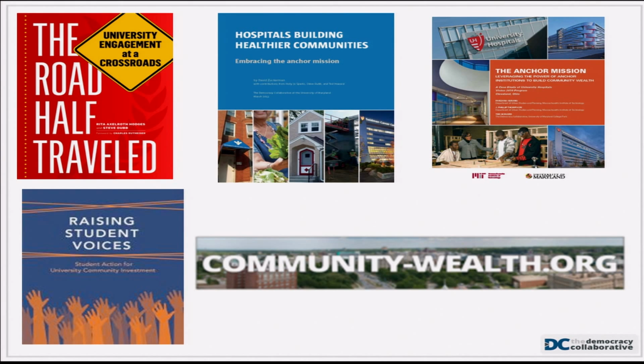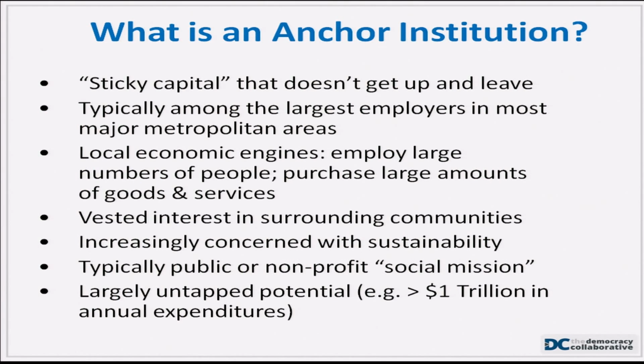These are examples of some of the research papers and reports and books that we've done recently in the last couple years on particularly universities and hospitals. Most of this can be downloaded from our website, which is community-wealth.org. We'll put that up again. They're free downloads for those of you that want to explore these issues more.